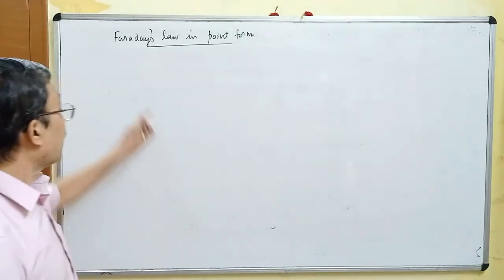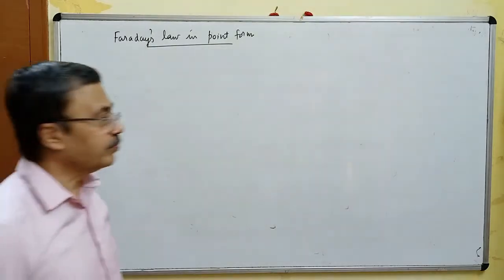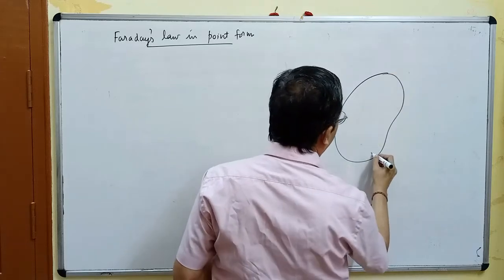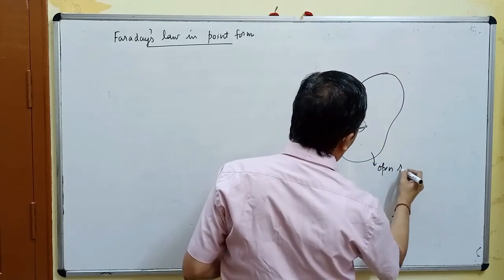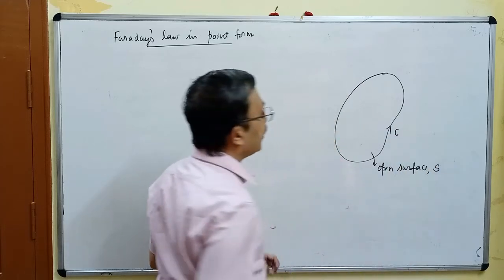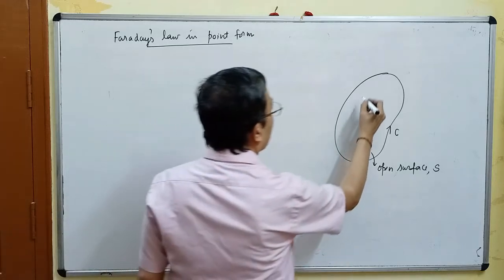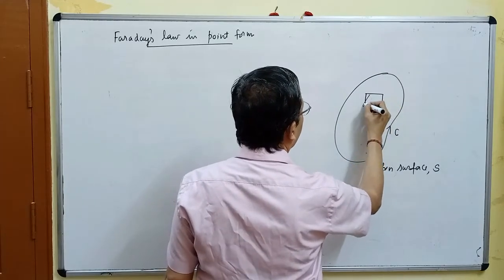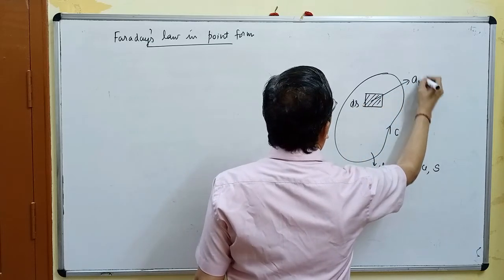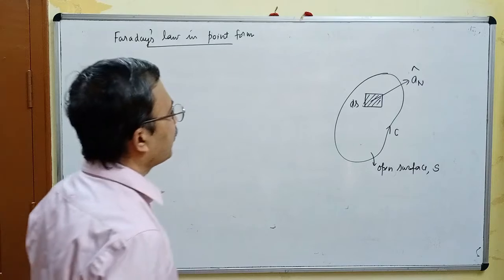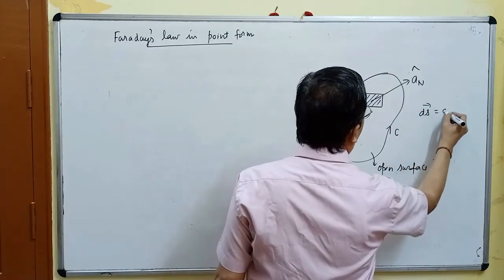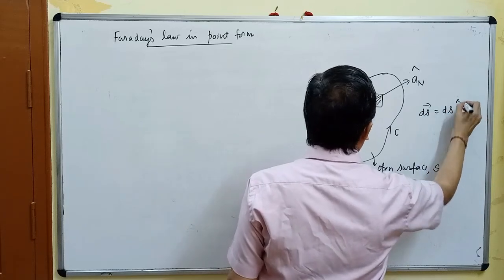Next topic. Faraday's law in point form. I take an open surface S bounded by contour C. I take a small elemental area ds. This unit vector a_n cap is perpendicular to the elemental area ds. In other words, vector ds has magnitude ds and direction given by a_n cap.